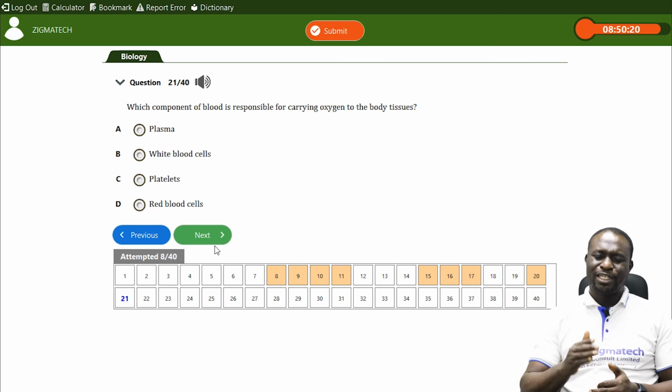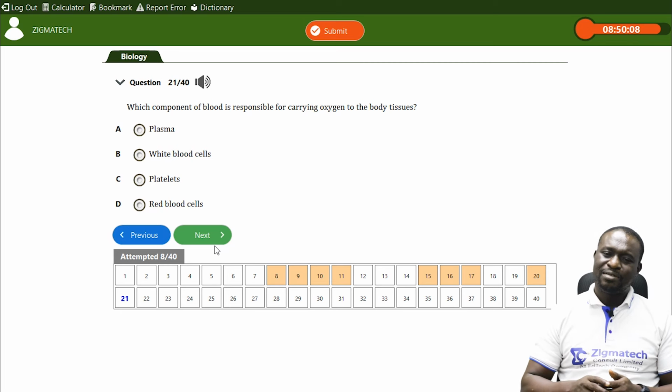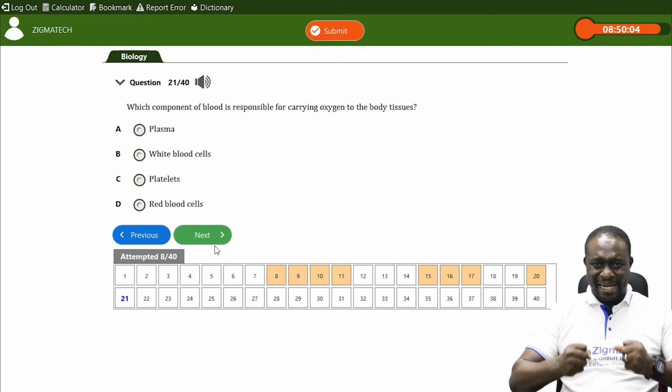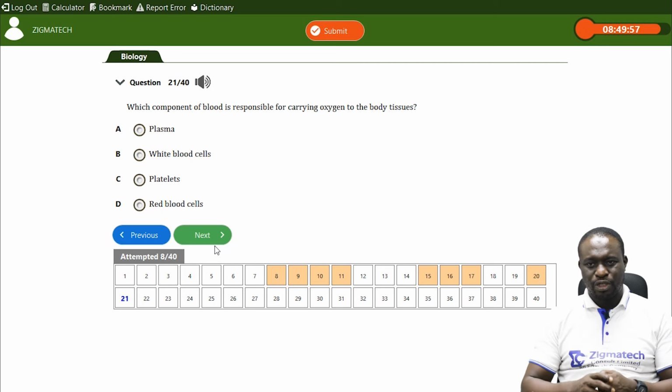Option B says white blood cells. The white blood cells are mainly for defense. They produce what we call lymphocytes, and these lymphocytes produce antibodies. Antibodies are like soldiers. They help to defend the body against microorganisms or foreign organisms that enter the body.